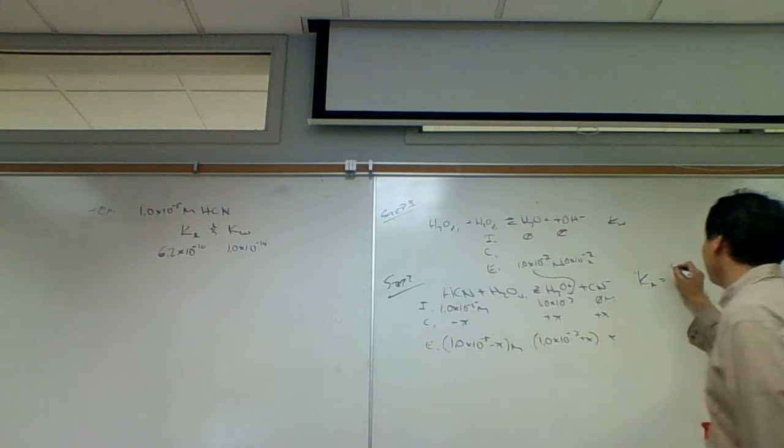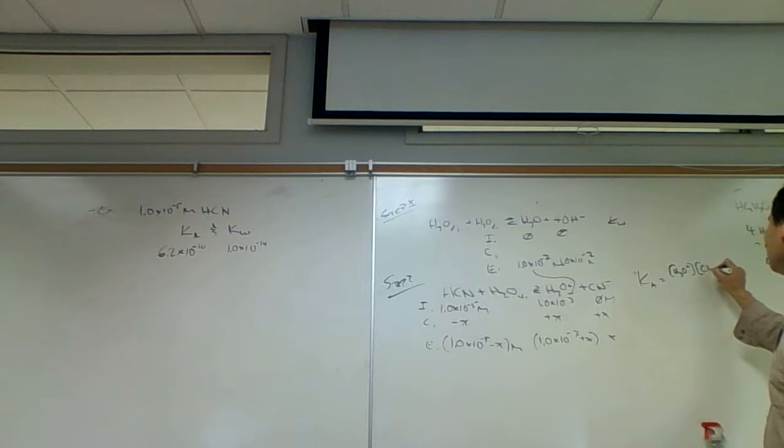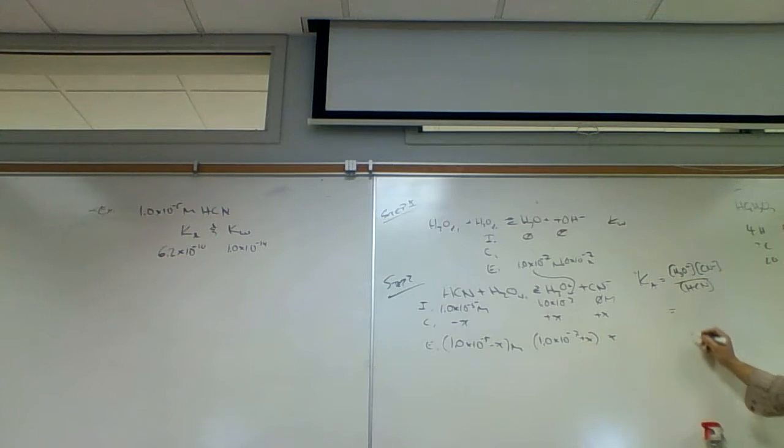The Ka expression is going to be the hydronium ion concentration times the cyanide concentration divided by the HCN concentration here. And so we'll have 1.0 times 10 to the minus 7 plus x times x divided by 1.0 times 10 to the minus 5 minus x. Yeah, then we do the simplifying assumption. Hope it works. And so we get 1.0 times 10 to the minus 7 times x divided by 1.0 times 10 to the minus 5.